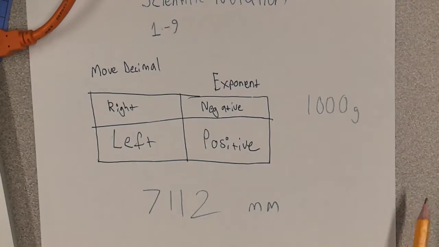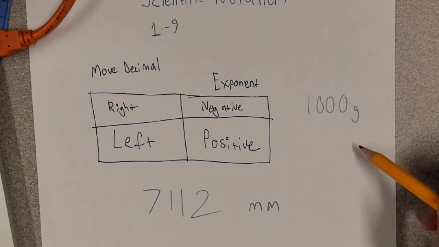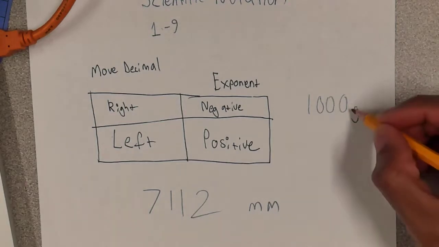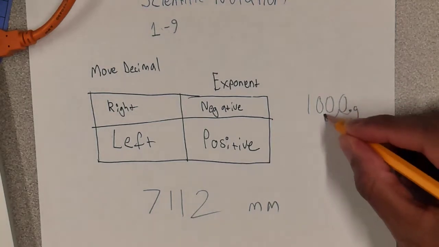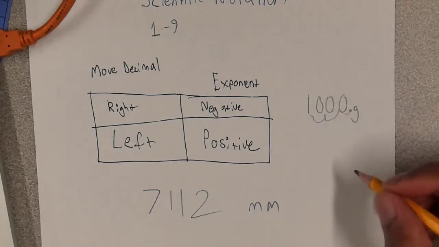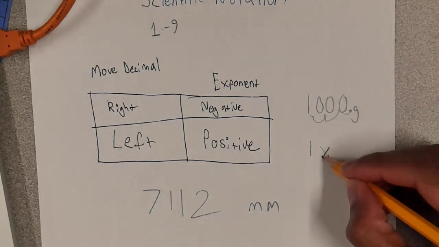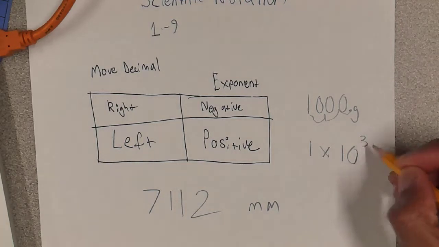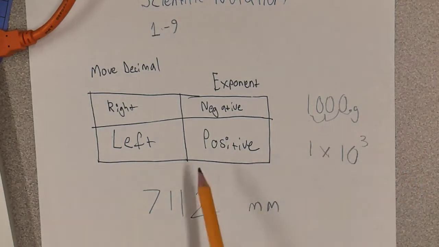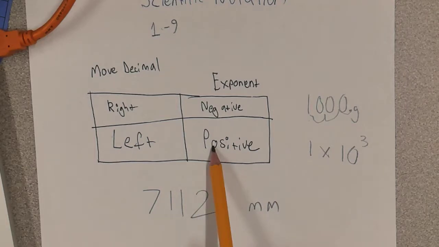Here's a quick example. What's 1,000 grams in scientific notation? Well, let's look at the decimal. It should be right here. Move it over 1, 2, 3 to the right. Now it's 1 times 10. We know it's 10 to the third because we moved it to the left. The left means positive. 10 to the positive third power.